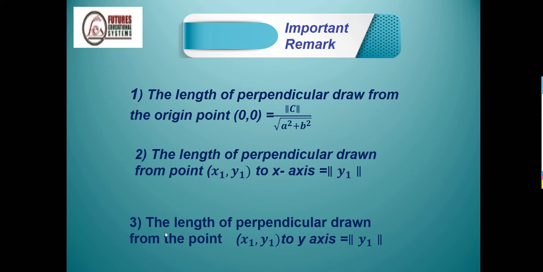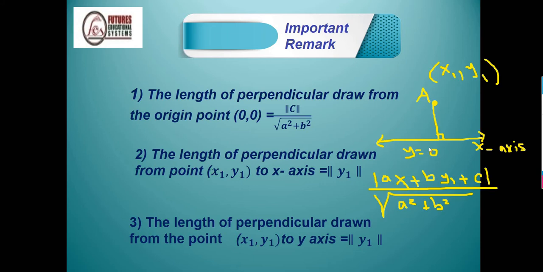The third remark, the length of perpendicular drawn from the point x1, y1 to the y-axis, therefore the rule in this case is modulus x1. Number 2, because x-axis, the equation of x-axis is y equals 0.